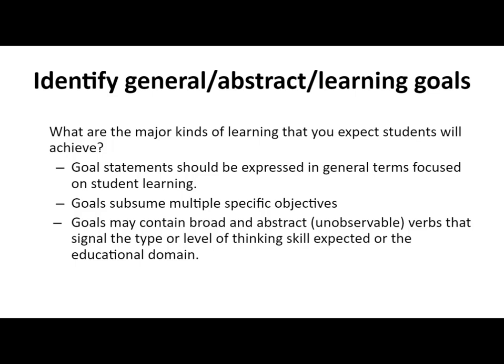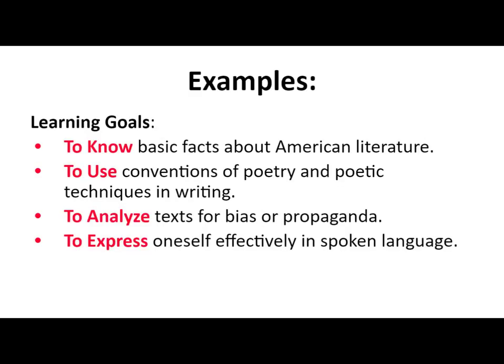You're not looking for measurable verbs in this instance. You're looking for sort of unobservable verbs at this point. Examples of abstract goals may use verbs like to know, to use, to analyze, to express. None of these things can actually be seen. Like, it's different than being able to see writing or being able to recite or being able to solve. Okay, those are very different verbs. These are much more abstract.